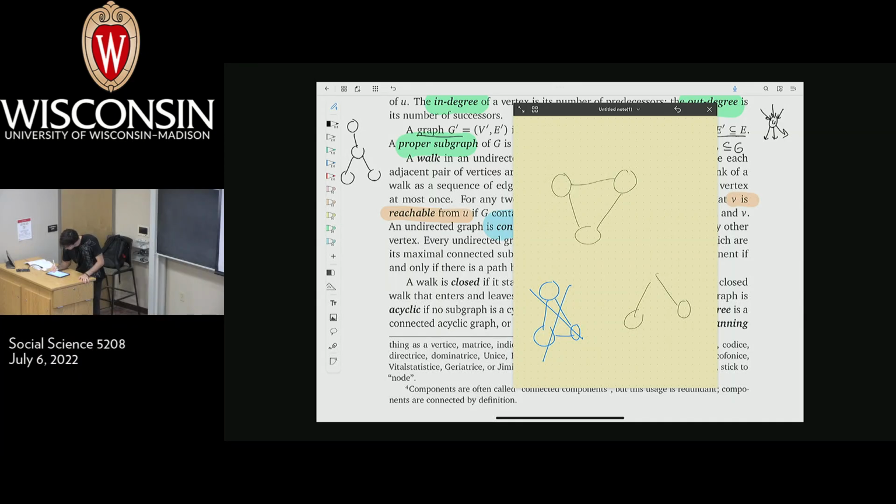So this whole thing is a component because if we try to add anything else, it's disconnected. Anything else you try to add will disconnect the graph. You no longer have reachability. But each of these individually is connected. So these are the two components of the graph.